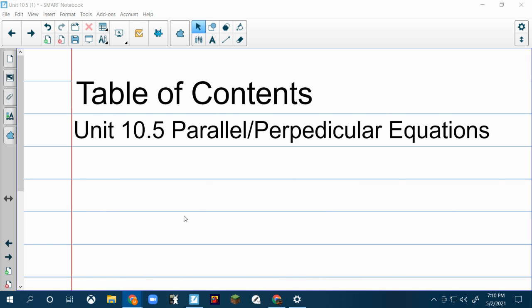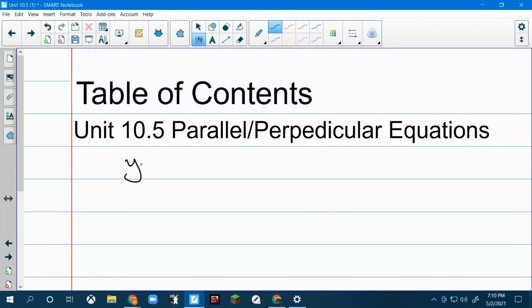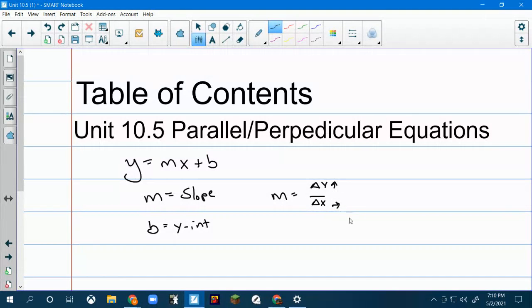Today we're going to do unit 10.1, lesson 1. We're going to go through another review. The last lesson we reviewed slope, y equals mx plus b. Remember, m is our slope and b is our y-intercept, and slope equals the change in y over the change in x, our vertical change and our horizontal change.